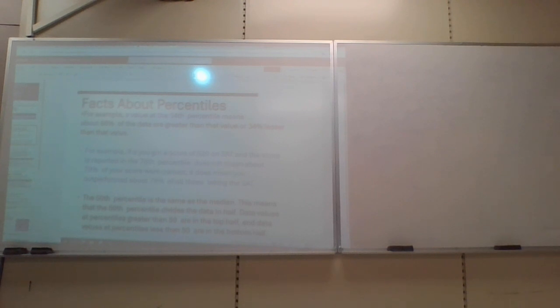The 50th percentile is the same as the median. This means that the 50th percentile divides the data in half. The data values at percentiles greater than 50 are the top half, and the data values at percentiles less than 50 are the bottom half. Does that make sense? What it means to be a percentile? Have you ever gotten your ACTs back and looked at the percentiles? That's what it means.